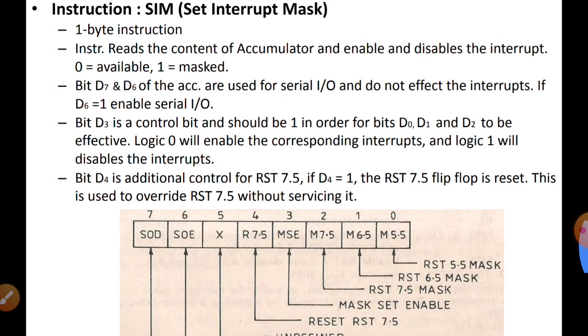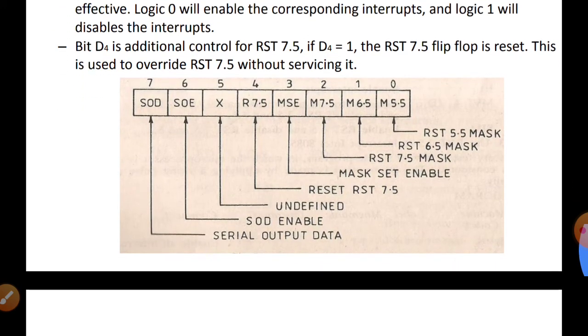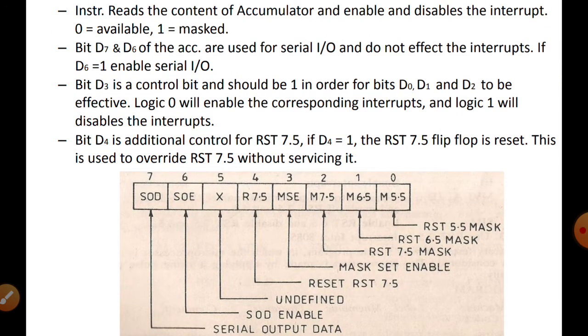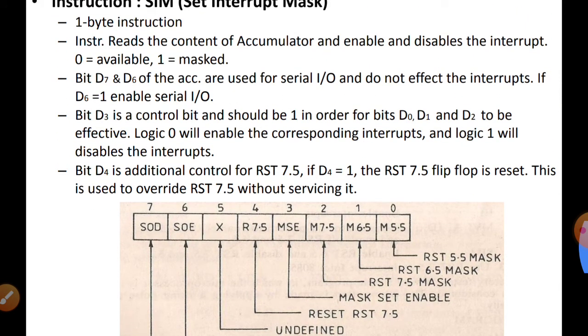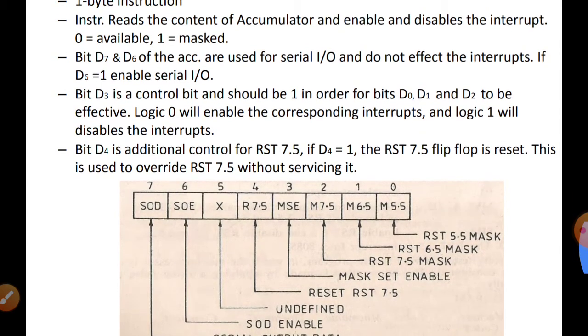Now, the format of the SIM instruction depends upon the value which has been put in the accumulator, and you know the accumulator can accommodate an 8-bit number. Out of this 8-bit number, from D0 to D7, D6 and D7 are used for the serial input output data transfer, and they have no effect on the interrupt process.